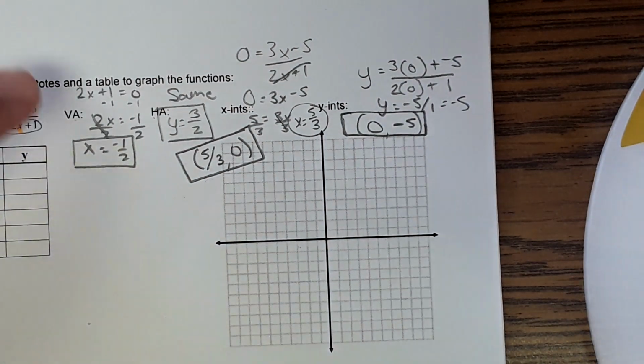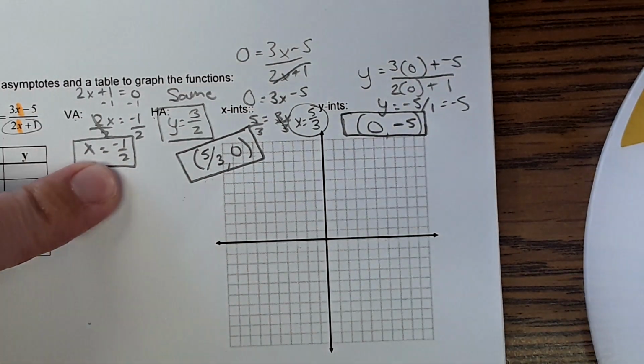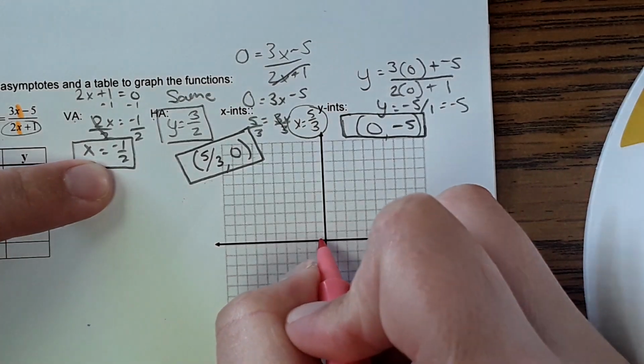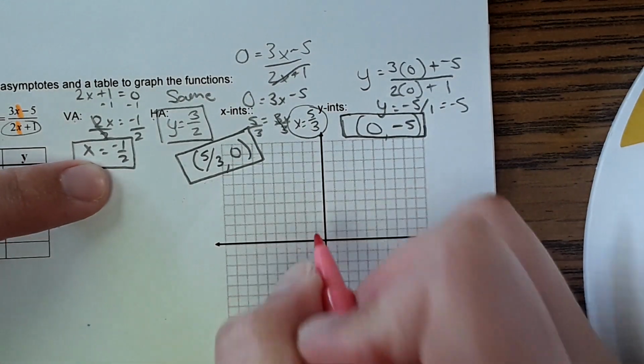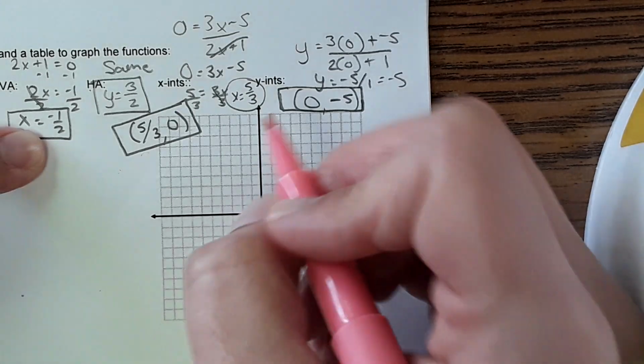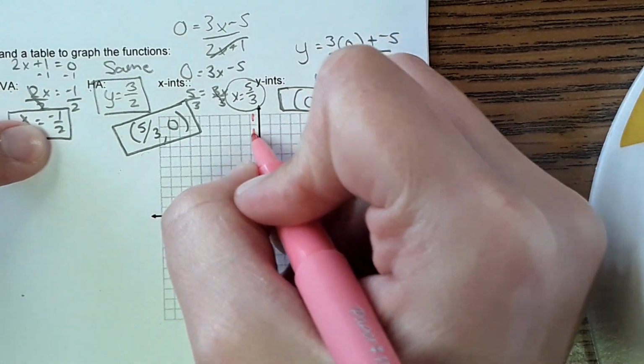For vertical asymptote, we go to x equals negative 1/2, which would be in between 0 and negative 1, so right here. And we just draw a vertical dotted line.